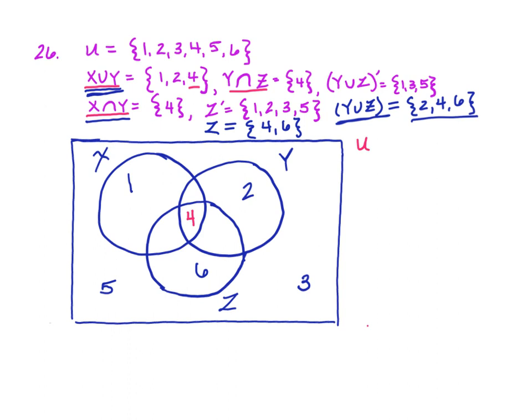Now what I can do is list the elements for X, for Y, and for Z. So if we take a look at X, the members that are in X are 1 and 4. Oh, whoops, I should probably do the set notation there. Let me fix that. So X is the set {1, 4}. Y is the set {2, 4}. And Z is the set {6, 4}.